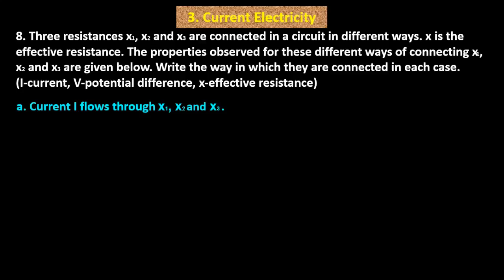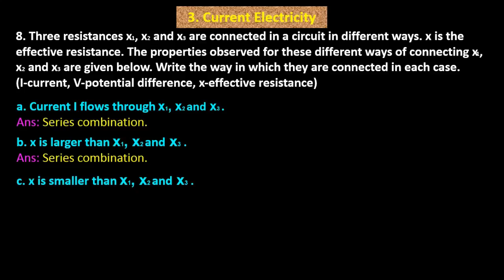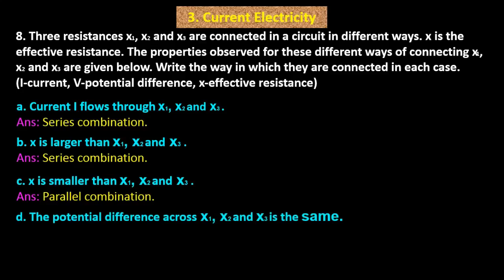A. Current I flows through X1, X2 and X3. Answer. Series combination. B. X is larger than X1, X2 and X3. Answer for this is series combination. C. X is smaller than X1, X2 and X3. Answer. Parallel combination. D. The potential difference across X1, X2 and X3 is the same. Answer. Parallel combination.